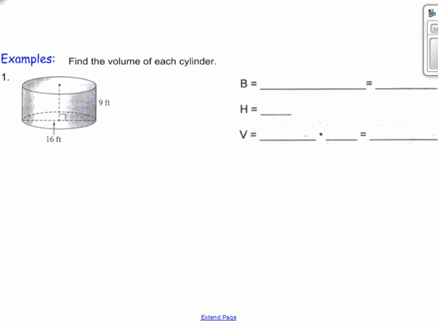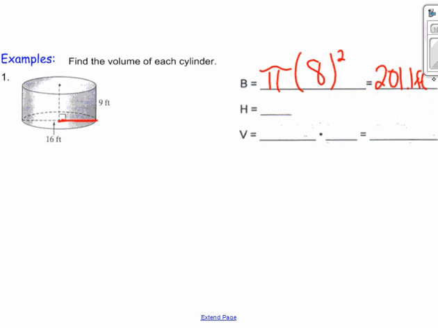So to find the volume of a cylinder, it says big B, but remember, it's always a circle. So we need to figure out the radius. They give us a diameter, so half of 16 is 8. So we plug that in our calculator, and we get 201.1, and then over feet squared.